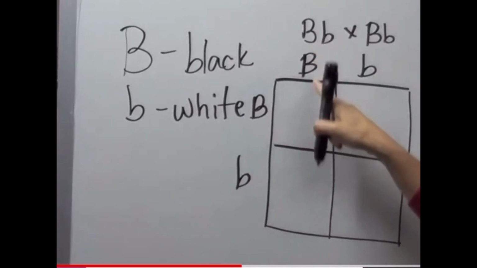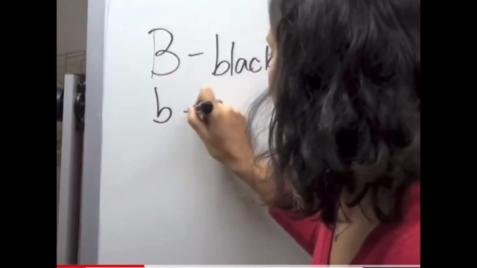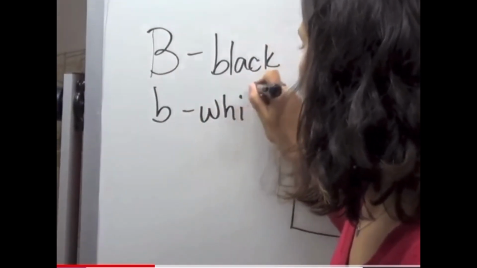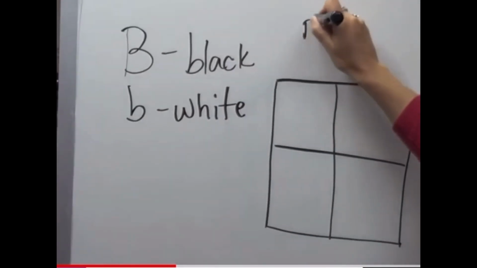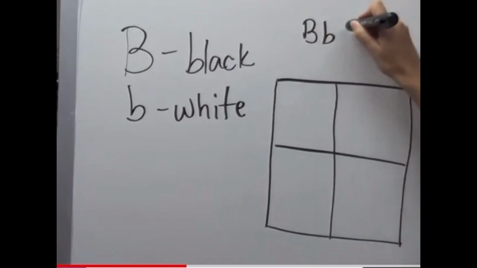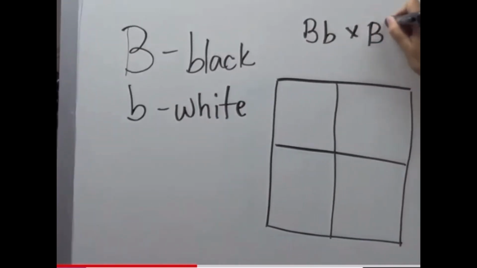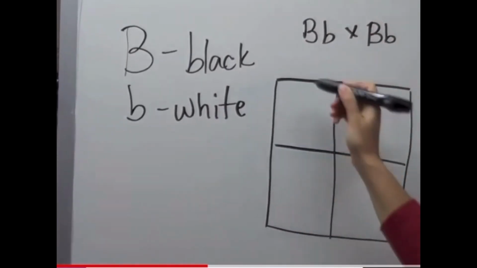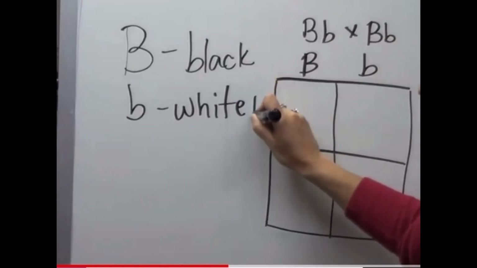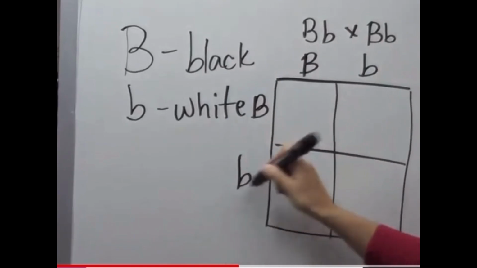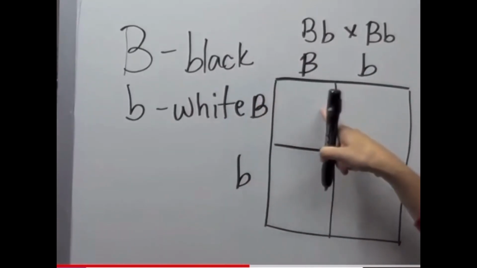And then you simply bring one down and little b is white. And so I'm going to cross two heterozygous individuals. So they each contain one of each allele. So you put one allele in each box. And then you simply bring one down and one across.